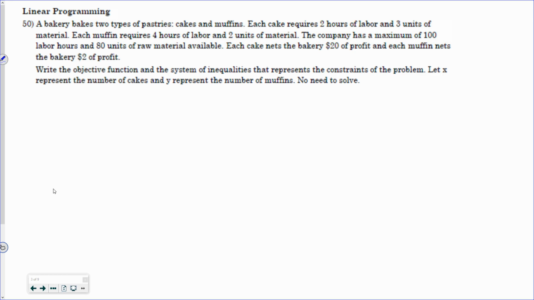Each cake nets the bakery $20 of profit. Each muffin nets the bakery $2 of profit. I don't want to solve this one. All I want is the objective function and the system of inequalities that represents the constraints.